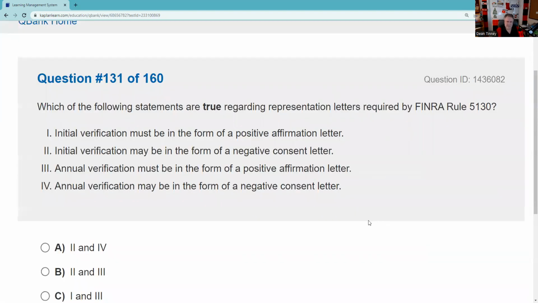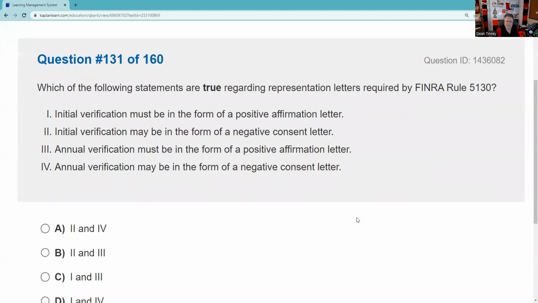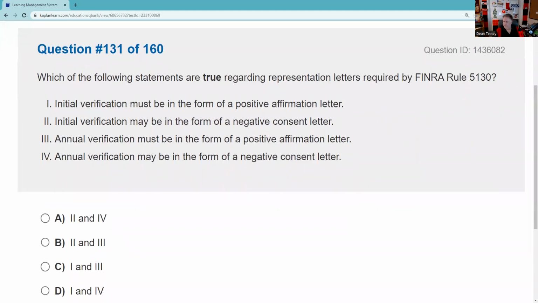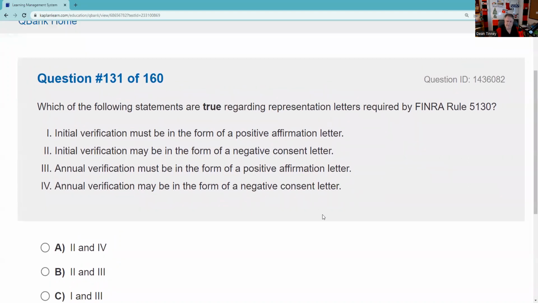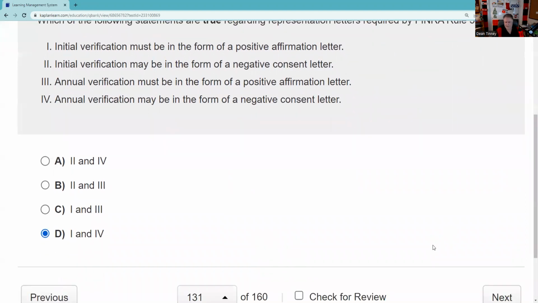131, which of the following statements are true regarding representation letters required under 5130? Initial verification in the form of a positive affirmation letter. Indeed. So, this is where you assure me that you're going to follow the procedures. You're not going to put the stock in an account it doesn't belong in. Annual verification can be negative consent. Indeed. So it's 1 and 4. I would know that. 1 and 4. This is this idea of IPO allocation to an undisclosed investment entity.